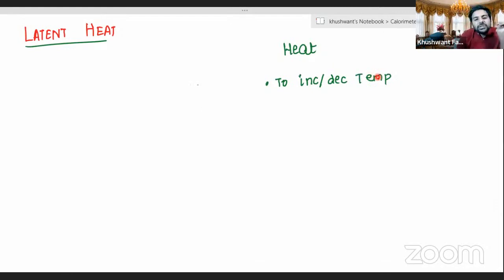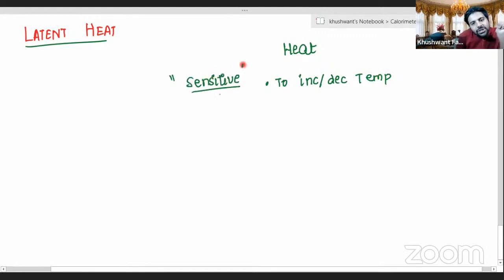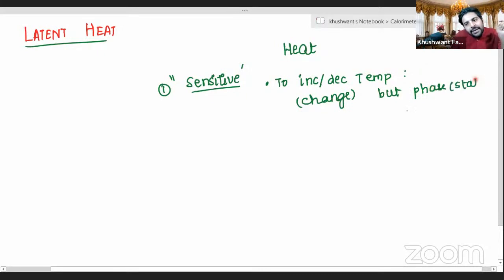This kind of heat is called sensible heat. This heat is responsible for the change of temperature. It brings about a change in the temperature. But the state or phase does not change. Phase or state means solid, liquid and gas. The phase or state of matter does not change. Only temperature changes. This is what happens with the concept of sensible heat.